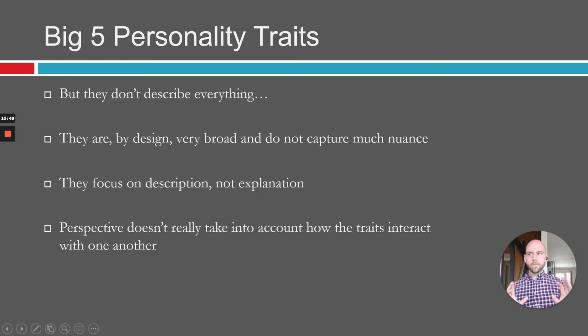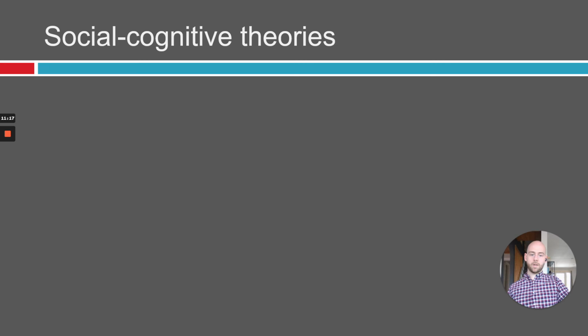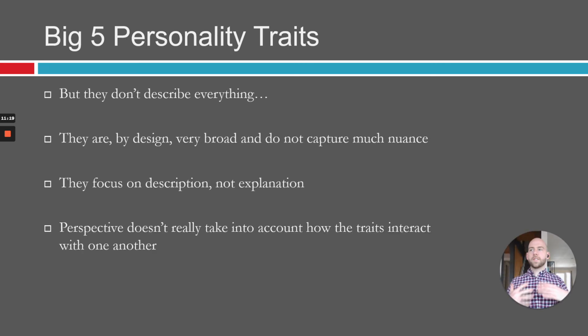In a pure sense, this perspective doesn't really think too much about how the traits interact with one another. They think about them separately. But you can imagine how someone who's open to experience and extroverted is probably a very different person from someone who's open to experience and introverted, right? The way those things interact is going to have real impacts on how those different personality traits express themselves. So again, this is very descriptive. You can use it, though, to predict things about people, and it's very basic by design.